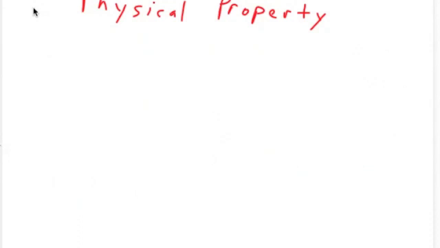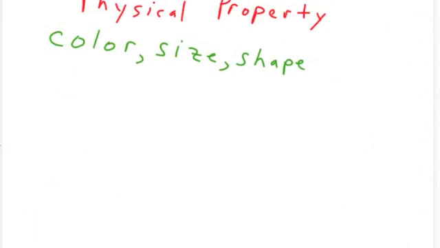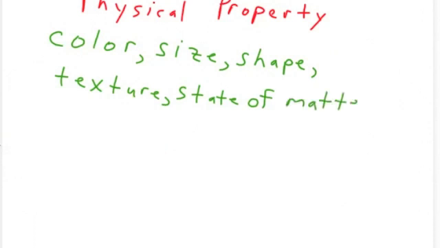Examples of physical properties are color, size, shape, texture, state of matter. Do y'all see that any of these properties can be observed without the substance undergoing a chemical change? In other words, without the substance forming a new substance. Do y'all see that? Okay, so those are examples of physical properties.